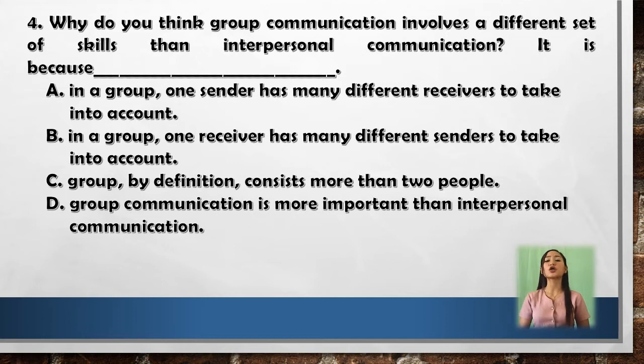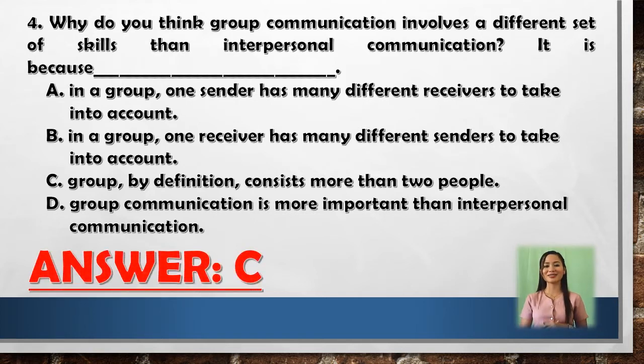Number 4. Why do you think group communication involves a different set of skills than interpersonal communication? It is because A. In a group, one sender has many different receivers to take into account. B. In a group, one receiver has many different senders to take into account. C. A group, by definition, consists of more than two people. Or D. Group communication is more important than interpersonal communication. And the right answer is C.